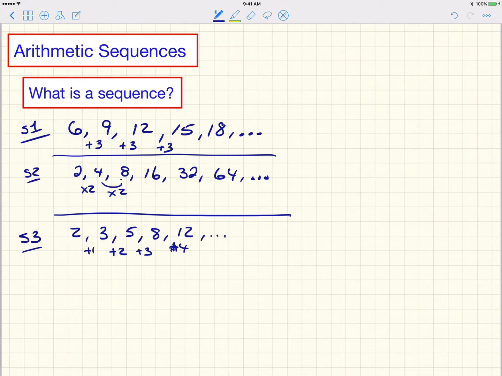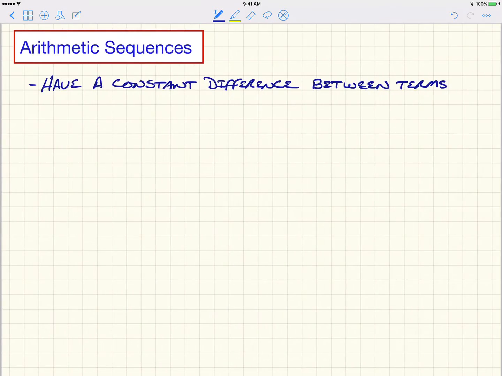So the next question is, what is an arithmetic sequence? How can we tell whether or not we have an arithmetic sequence? Well, arithmetic sequences have a constant difference between terms. In other words, to get from one value in my sequence to the next value, I'm going to have some difference. And then to get to the next one after that, I'm going to have the same difference.